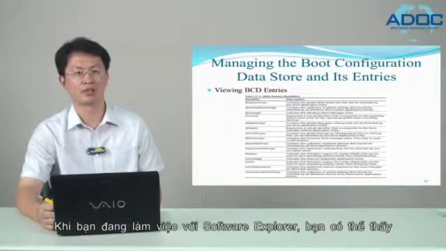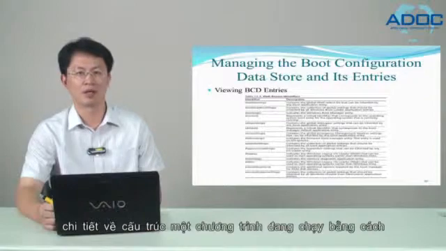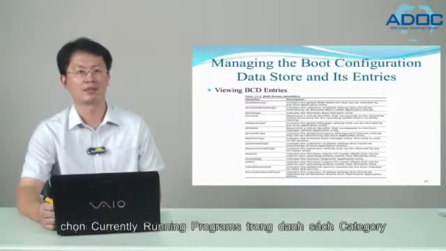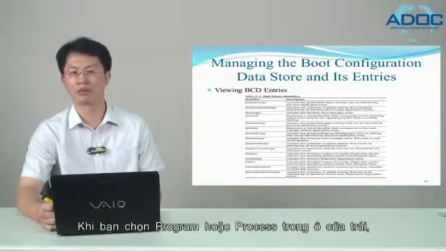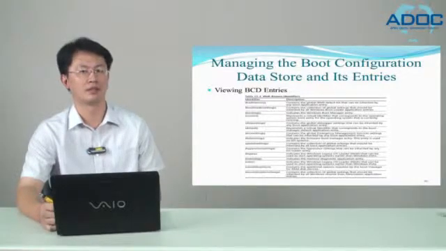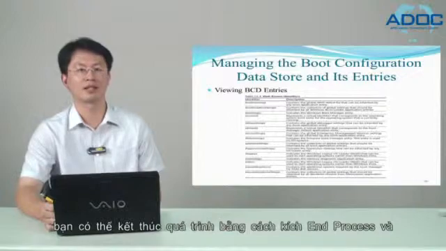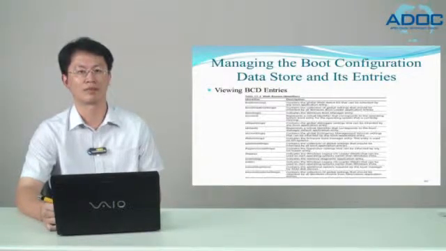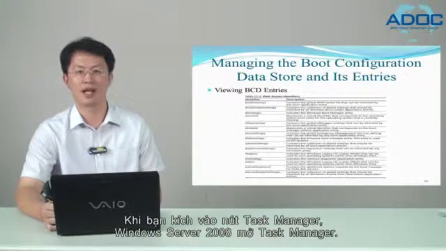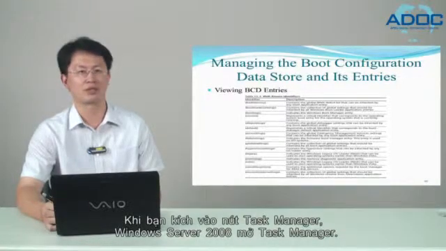When you are working with Software Explorer, you can view details about running programs by selecting Currently Running Programs in the category list and then clicking the program in the left pane. When you select a program or process in the left pane, you can terminate the process by clicking End Process and then clicking Yes when prompted to confirm the action. And when you click the Task Manager button, Windows Server 2008 opens Task Manager.